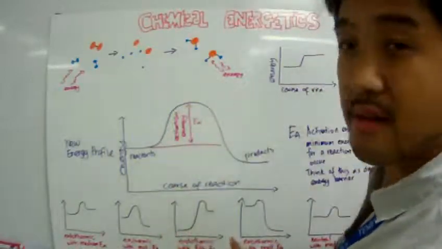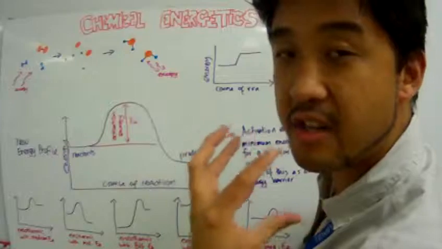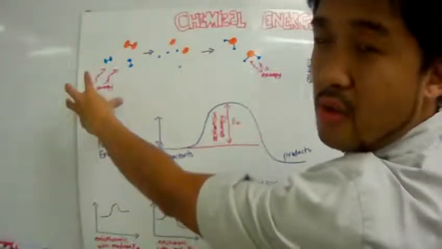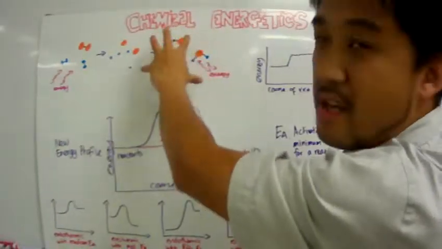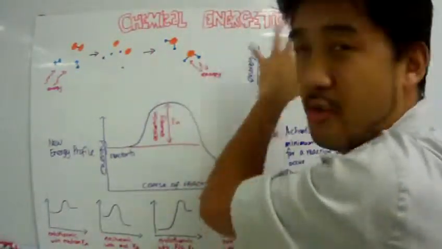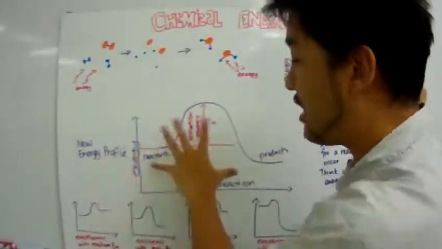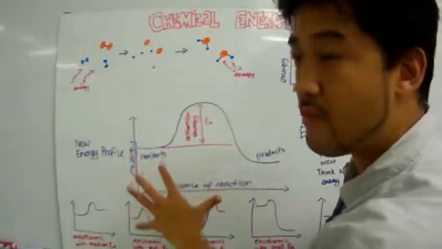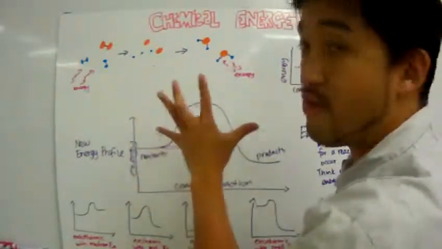So this old energy profile here does not really tell us anything about what is happening to the energy that is introduced into those bonds and the energy that is released when the bonds are formed. So we need to make a new energy profile. And this is exactly what we have right here. This new energy profile explains what is happening during a reaction.